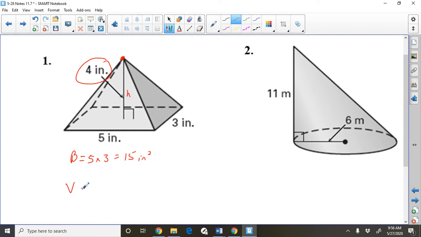So here, volume of a pyramid is 1/3 base area times height. 1/3 of 15 is 5. 5 times 4 is 20. And this is volume, so it's cubic inches.